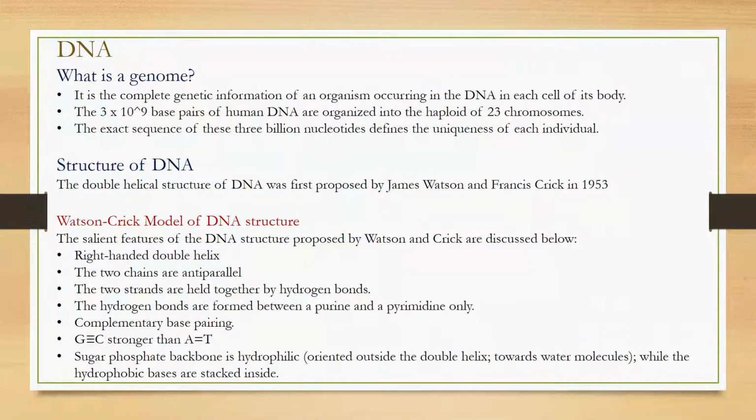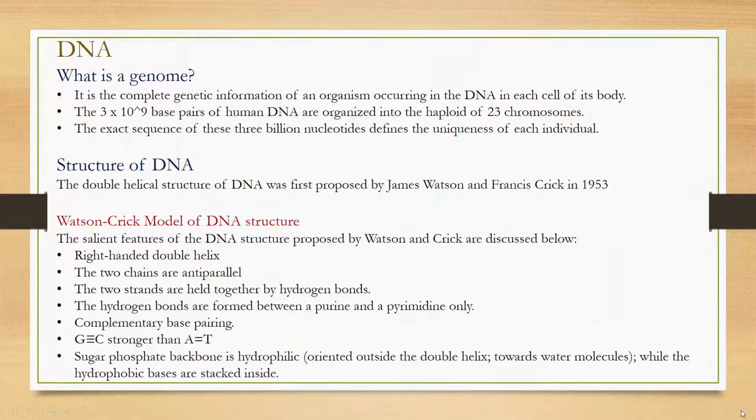Now come to the structure of the DNA. The double helical structure of DNA was first proposed by James Watson and Francis Crick in 1953, and they got the Nobel Prize for this discovery in 1962. This elucidation of the structure of DNA is considered a revolutionary landmark in the history of modern science. In fact, its advent marks the birth of new disciplines like molecular biology, genomics, and biotechnology.